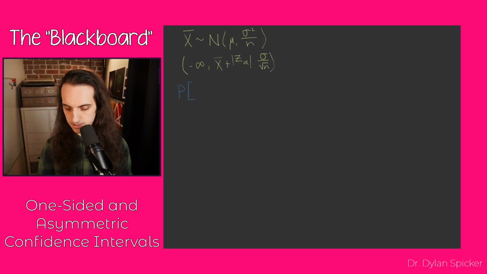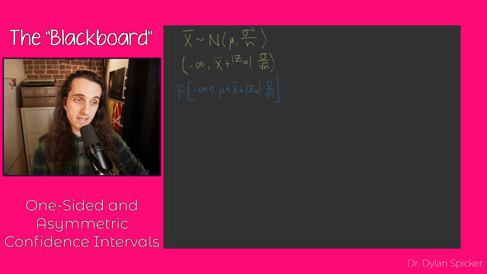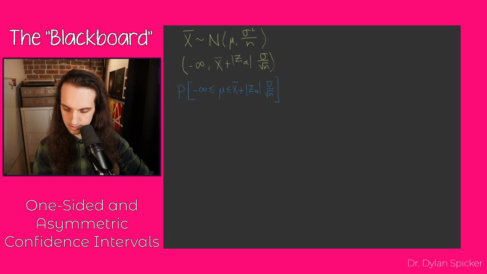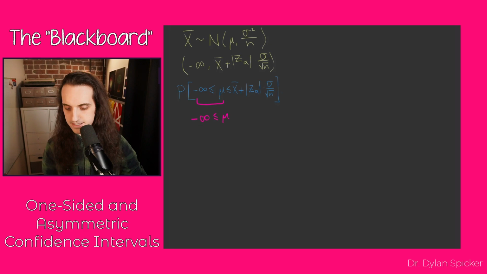And what we want to know is, what's the probability that mu actually falls into this interval? We can write that out as the probability that negative infinity is less than or equal to mu, which is less than or equal to x bar plus z alpha times sigma divided by the square root of n. Okay, so that's the probability that we actually want to work out here. The first thing that I'll note is that this first term is always going to hold. Negative infinity is always going to be less than or equal to mu, because mu is just some value that we're working with.